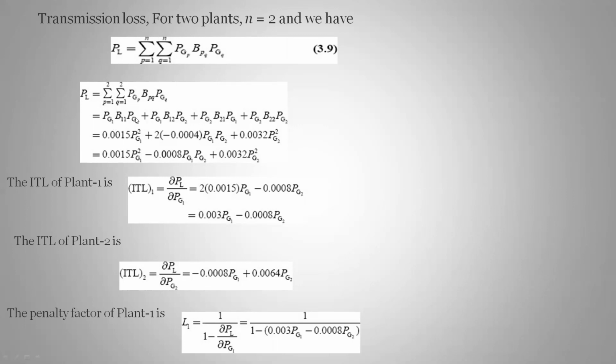PG1, B11, PG1, so PG1 square B11. Next, 1,2, and next, 2,1. That's very simple. So PG1 square B11 plus 2 PG1 PG2 B12, and last, PG2 square B22. So this is for substituting the values.